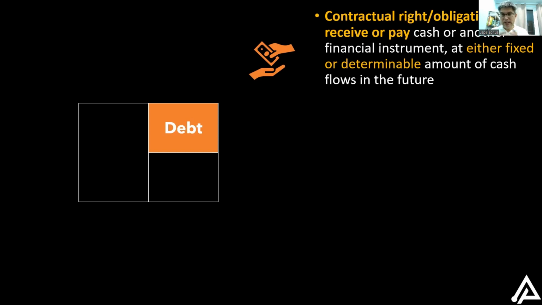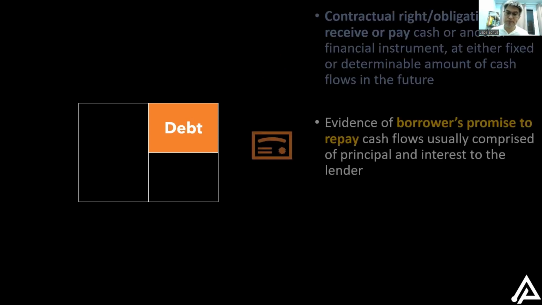Okay? Remember that a company issuing debt is providing the holder the right to receive cash, and the company has the obligation to pay cash. And for it to be considered a debt instrument, that commitment must have either a fixed or determinable amount of cash flows in the future. The debt instrument is evidence of the borrower's promise to repay cash flows, usually comprised of principal and interest, to the lender or holder of the financial instrument.